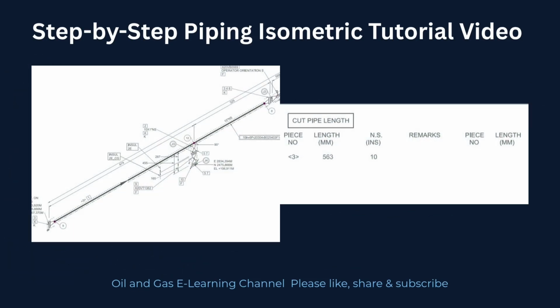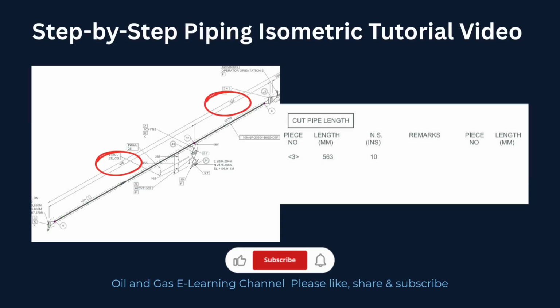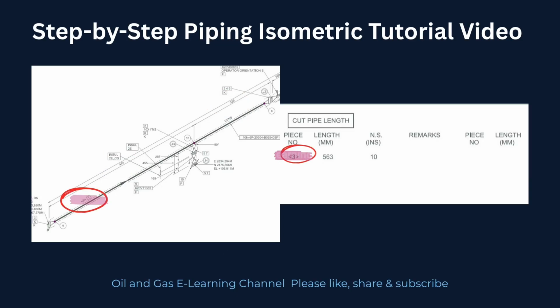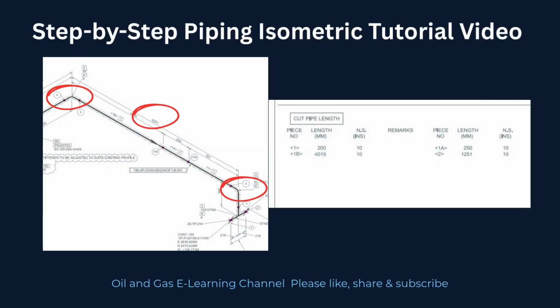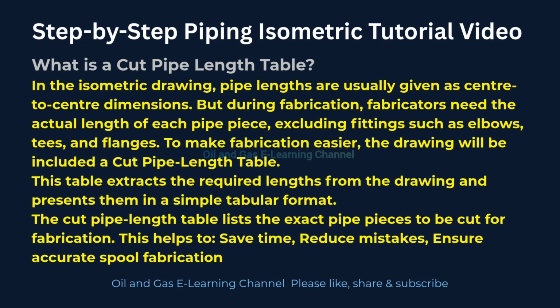Now let's learn about the cut pipe length table in piping isometrics. In the isometric drawing, pipe lengths are usually given as center-to-center dimensions. But during fabrication, fabricators need the actual length of each pipe piece, excluding fittings such as elbows, T's, and flanges. To make fabrication easier, the drawing will include a cut pipe length table. This table extracts the required lengths from the drawing and presents them in a simple tabular format.